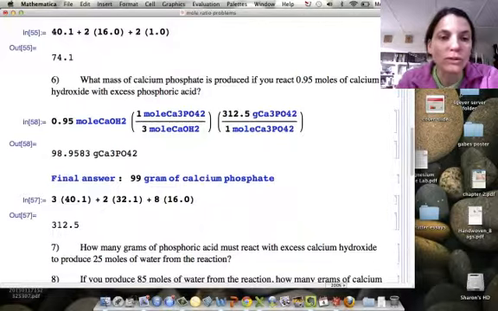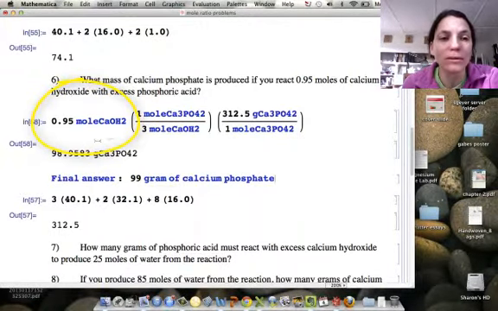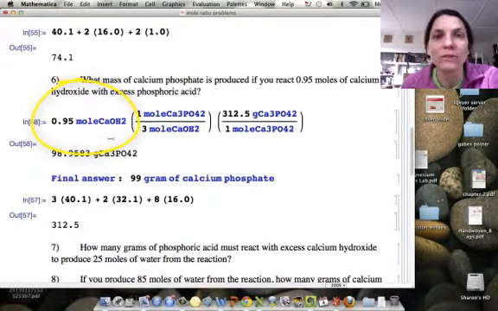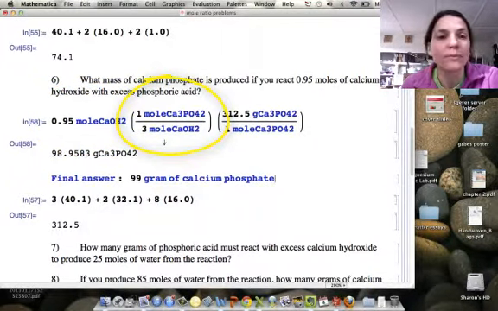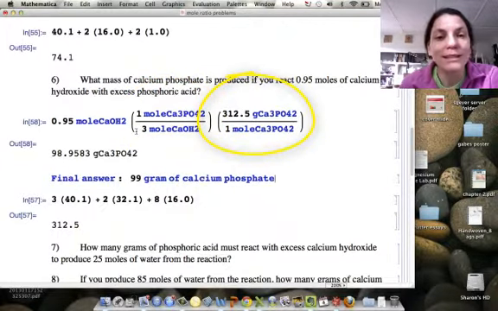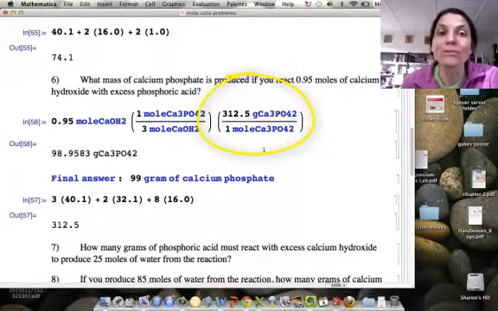Again, I will give you a quick review. We started with the number in the problem, 0.95 moles of calcium hydroxide. Since we started with moles, we go straight to the mole ratio step. We use the coefficients in the balanced equation, 1 mole of calcium phosphate for every 3 moles of calcium hydroxide. Then the last step, the one we're most familiar with, is the formula mass.